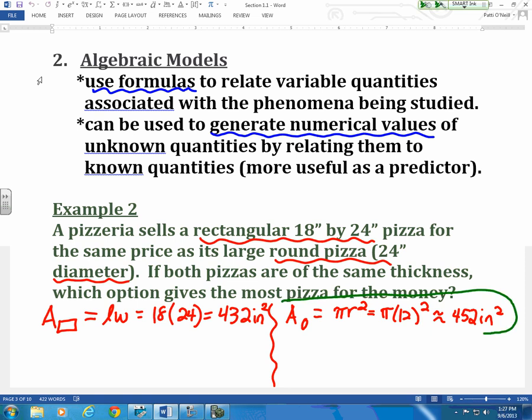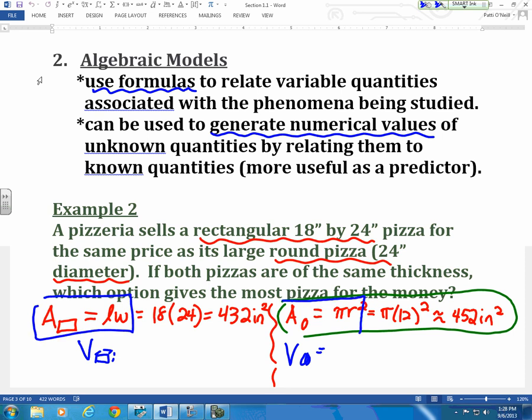Now, I technically didn't bring the thickness into play because the thickness was the same in both pizzas. However, if the thickness was different for any reason, we would have to be assessing the volume, which turns this into a rectangular prism and this into a sphere. Whoops, I wrote area again. This would be volume. So that would have to come into play. But the fact that we're using a formula is demonstrating the idea of the algebraic model.